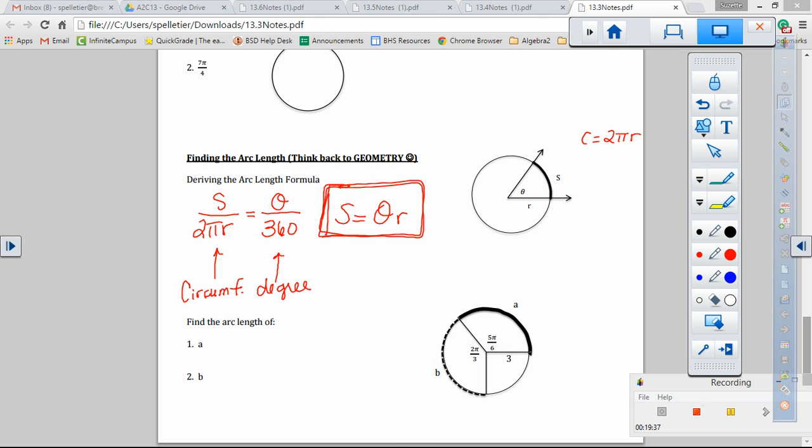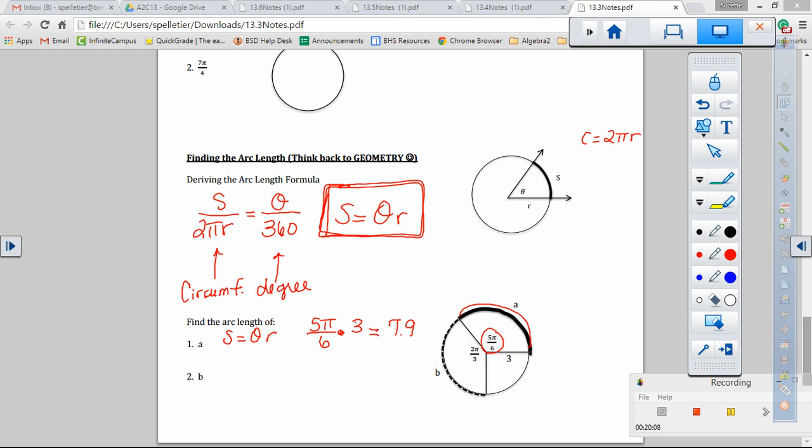So I'm going to do down here, S equals theta times r. First of all, what's theta for this section that says A? That's theta, 5 pi over 6, times the radius of the circle, and that is 3. You're going to take your calculator out and literally do 5 times pi times 3, and then divide by 6, and you're going to get 7.9.